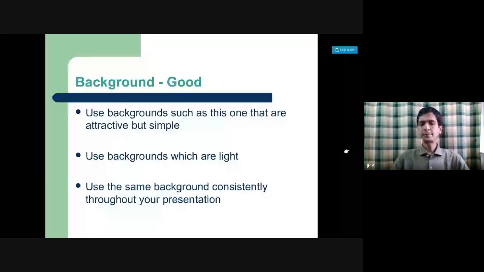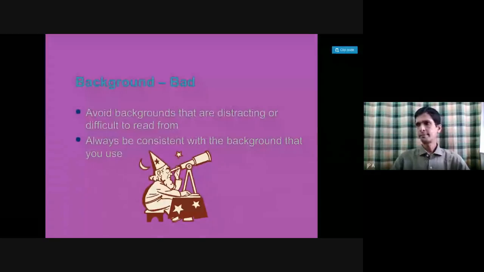So this is an example of a bad background. It is causing a lot of strain on the eye, so reading it is difficult, and it kind of irritates the viewers. This is a kind of neon pink color, causing some strain upon the eye. So it is distracting and difficult to read. So avoid such slides.